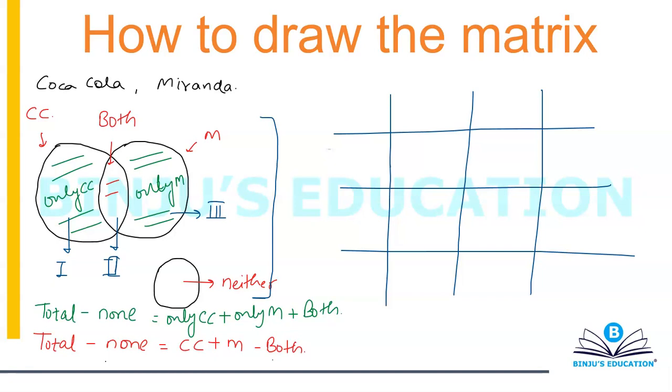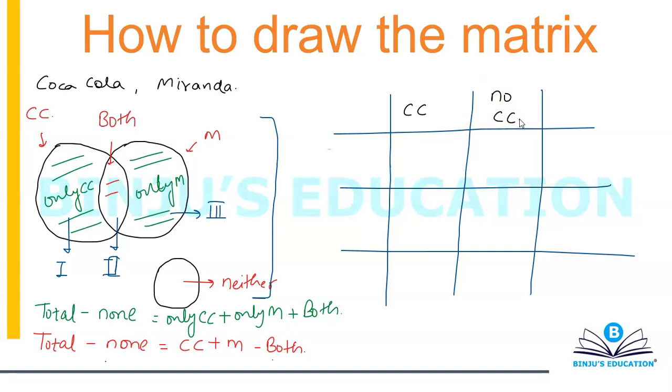Now let's look at them individually. Let's talk about Coca-Cola first. If I talk about Coca-Cola, either a person will have Coca-Cola or he will not have Coca-Cola. There is no third thing that can happen, right? If you're going to attend a party and there's a beverage available, either you will have that beverage or you will not. There is no third thing that can happen. So you can say Coca-Cola, I'm writing CC, and no Coca-Cola.